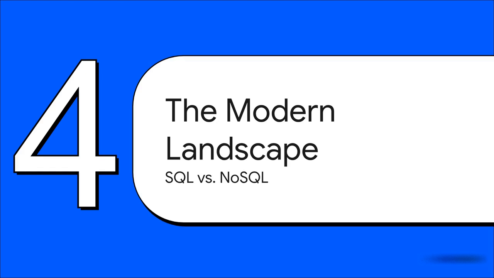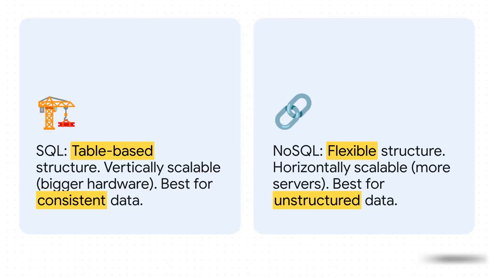Of course, technology never sits still. A while back, a new kind of database started popping up to handle different kinds of data problems. And that leads us to one of the biggest conversations in data today: SQL versus its younger cousin, NoSQL. So what's the difference, really? Well, it mostly boils down to structure and scale.